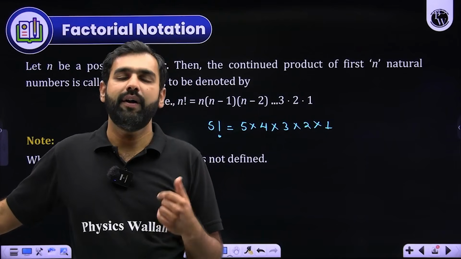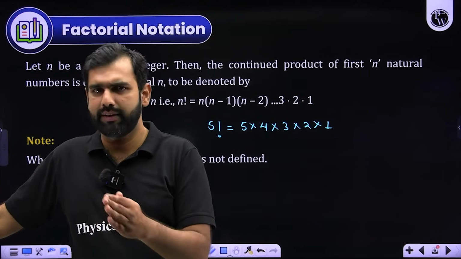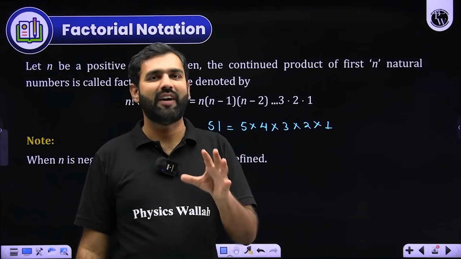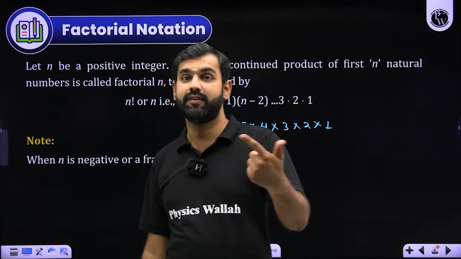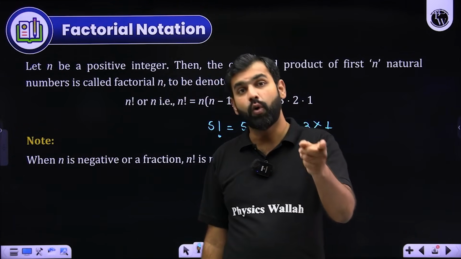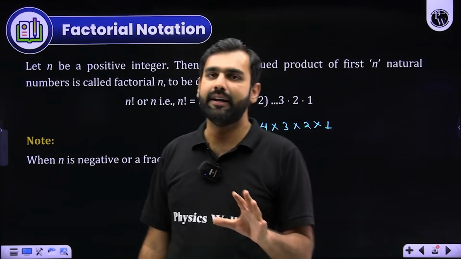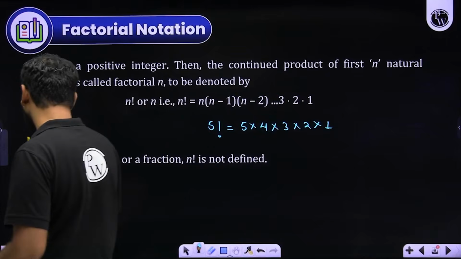0 factorial is 1, 1 factorial is 1, 2 factorial is 2 into 1, 3 factorial is 3 into 2 into 1, and that's how. And at least up till 10 factorial, you should have these values at your fingertips. 1 factorial will be 1, 2 factorial is 2, 3 factorial is 6, 4 factorial is 4 into 3 factorial, which is 4 into 6, 24, and so on. So up till 10 factorial, you should have these numbers at your fingertips. I hope you will remember them.